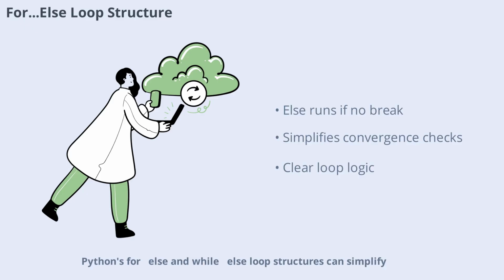Python's for...else and while...else loop structures can simplify logic in neural network convergence validation. The else block executes only if the loop completes naturally without hitting a break statement.